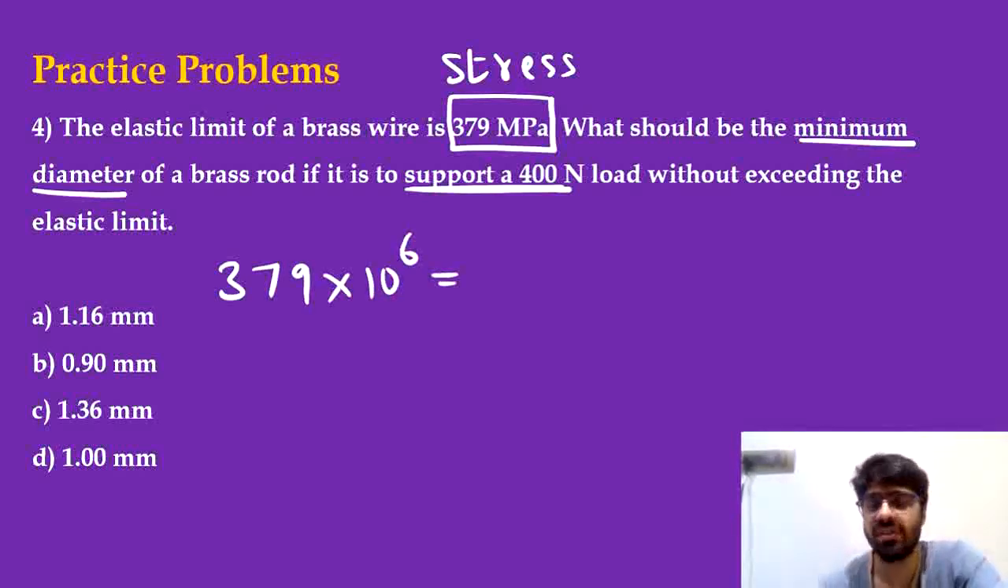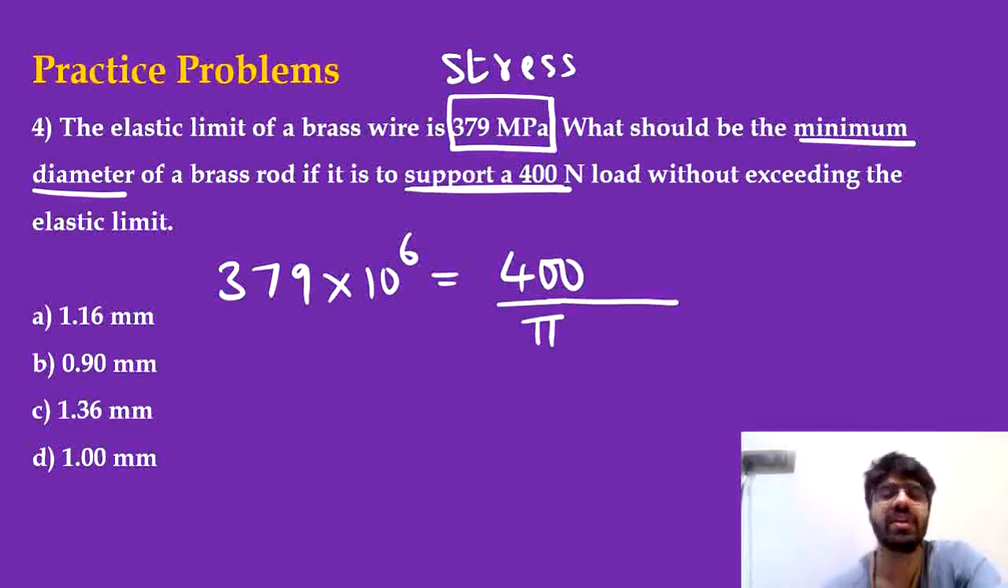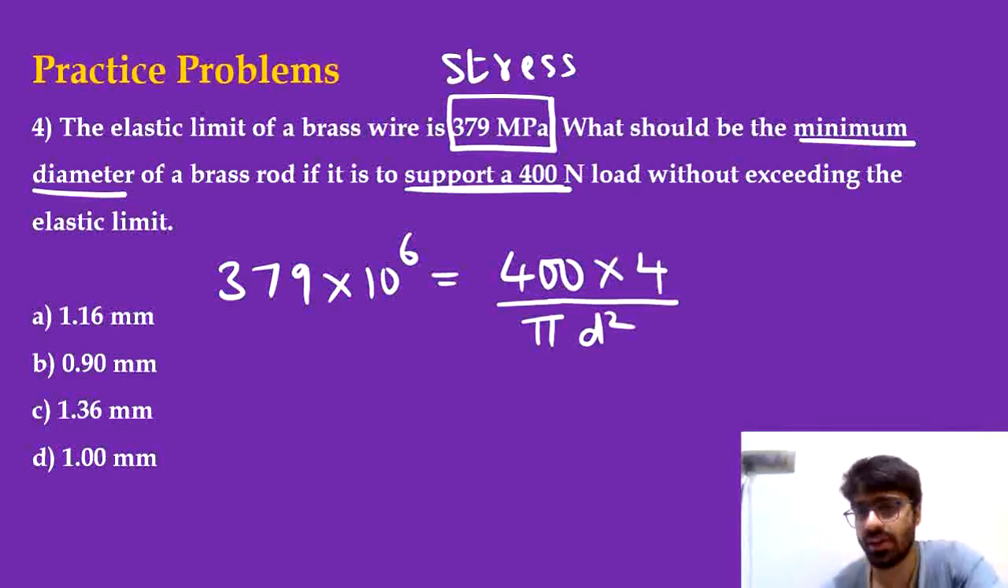Mega means 10 to the power 6. That should be given by force upon area because this represents the stress. Force would be 400 Newton, that is what they have given to us. The cross-sectional area, we can write it as pi r square. R will be written as d by 2, and when we go for d by 2 square, we get d square divided by 4. I can take that 4 in the numerator and write it right here.